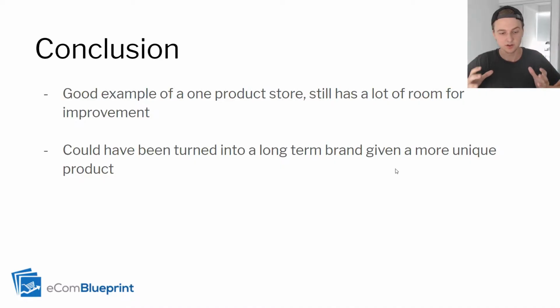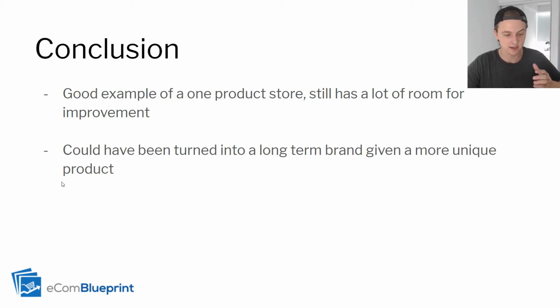So in conclusion, the Cloud Cushion store is a good example of a one product store, although it still has a lot of room for improvement, right? The margins could be improved a lot by lowering the cost of goods, improving the marketing in terms of angles, coming up with new original angles and making more content, especially vertical content, and also maybe targeting some untapped markets. Those are all areas of improvement. Also, the lifetime value of the customer, upselling different products. And like I wrote here, it could have been turned into a long-term brand, giving a more unique product, and all the other things that I just mentioned, adding more cross-sells, increasing the lifetime value, and so on.